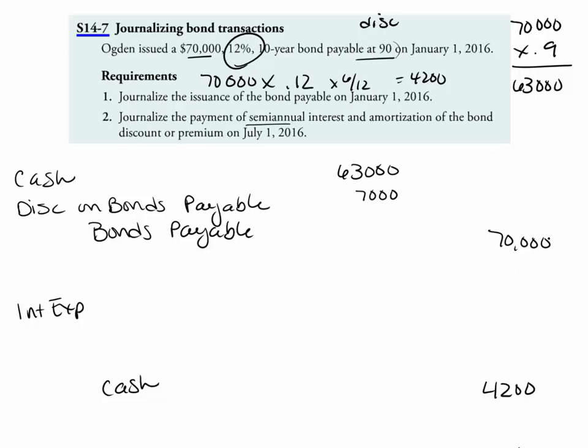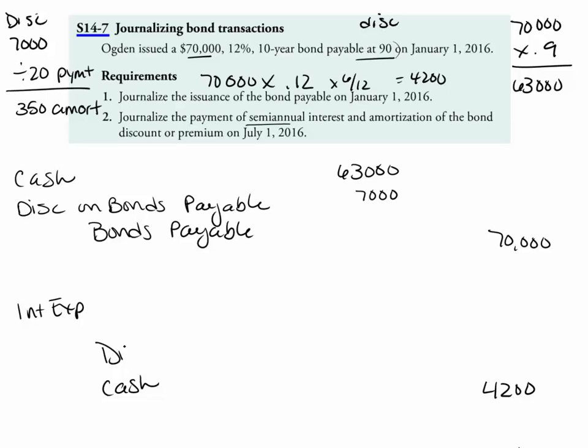Now let's go back to the $7,000 discount. The discount is $7,000, and these are 10-year bonds, and I'm paying twice a year. So I'm going to make a total of 20 interest payments on this bond, twice a year for 10 years. So I take that $7,000 discount and divide it by 20 payments, which means with each interest payment I'm going to amortize $350 of that discount. So that's what I'm going to credit to discount on bonds payable.